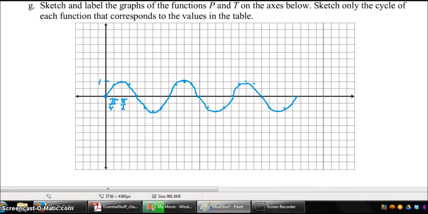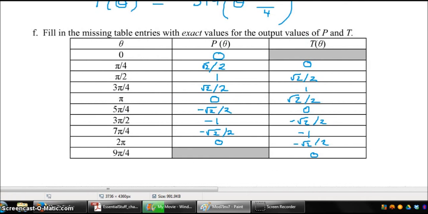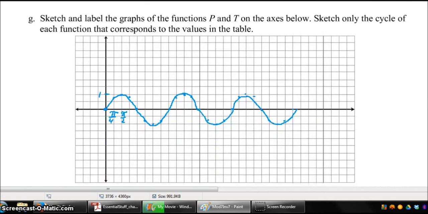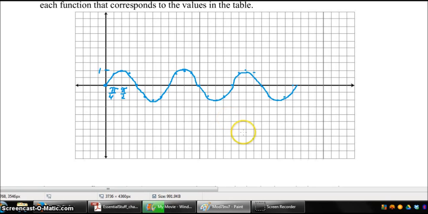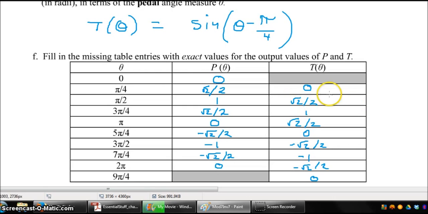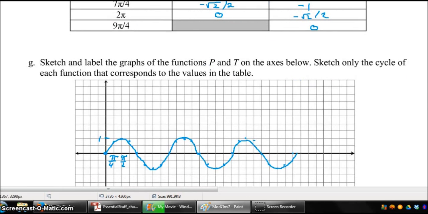And then if I want to graph the next function, t of theta, everything's just shifted. So when the input is pi over 4, I'm at 0. So I've actually shifted to the right. All of these points just get shifted to the right, pi over 4 units.